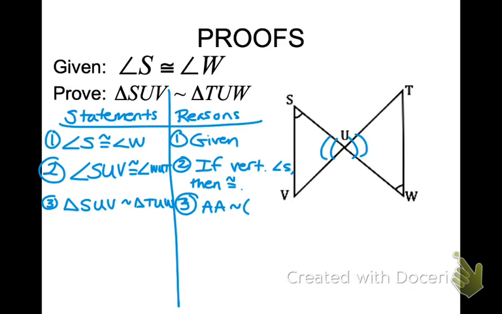Where does your first set of congruent angles come from? Which line? First set of congruent angles comes from line 1. The second one comes from line 2. Good.